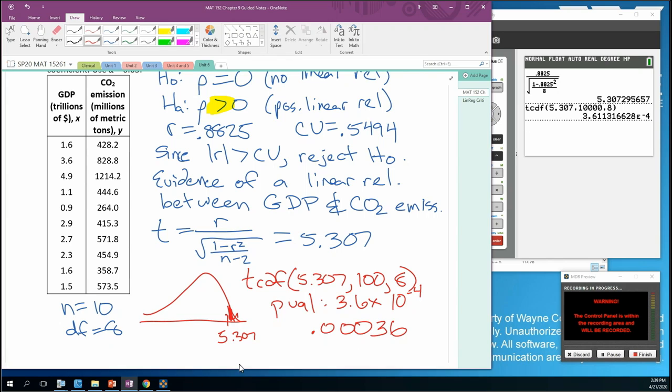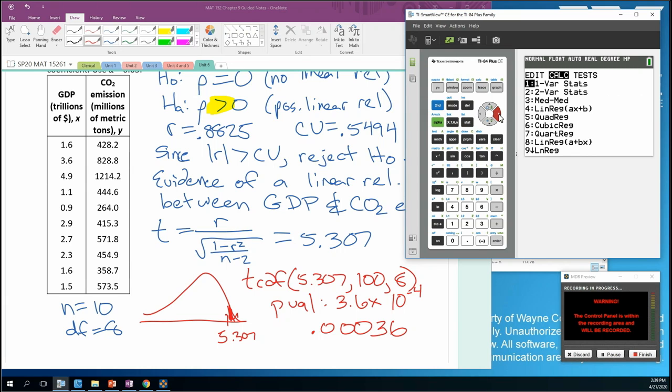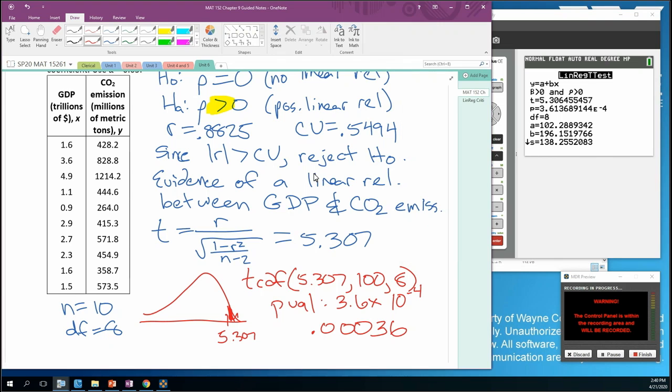Now, believe it or not, you could actually go to stat tests and do a linear regression t-test. For the alternative hypothesis, we thought it was greater than 0. We'll go ahead and calculate that, and we see exactly the same thing. You can actually do confidence intervals based on the slope as well, the slope, which we're going to be talking about in just a few moments.